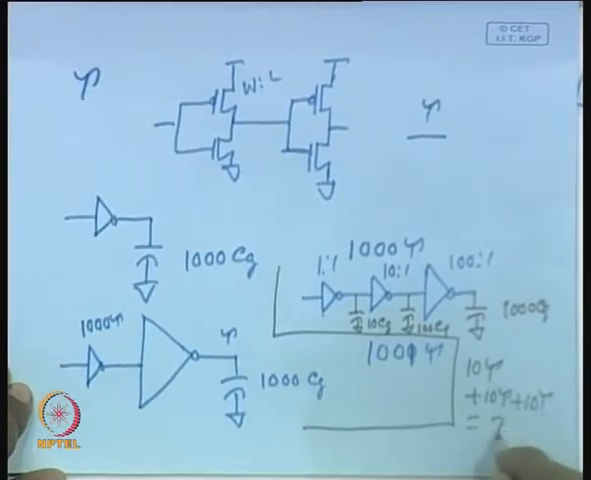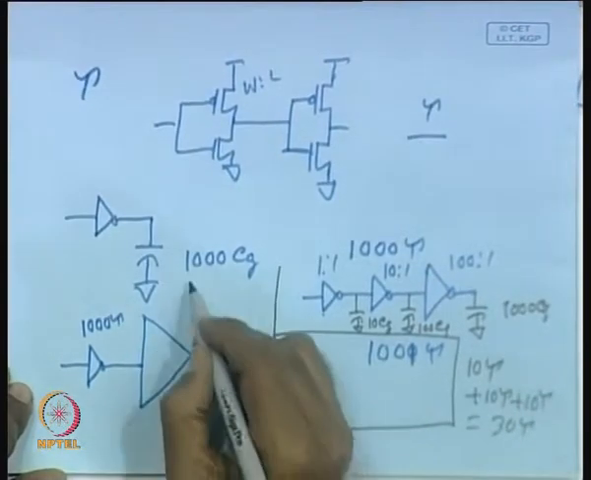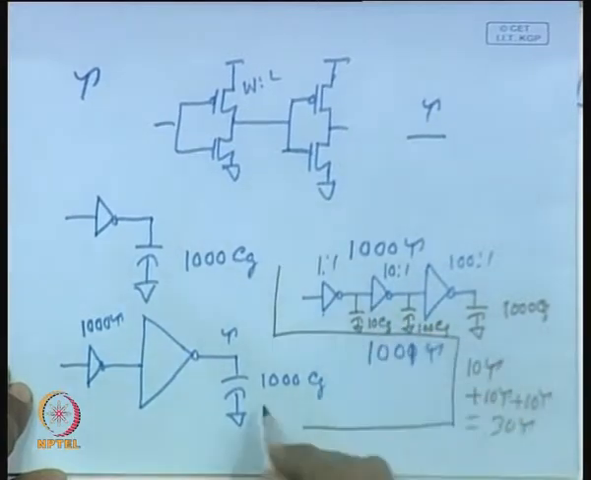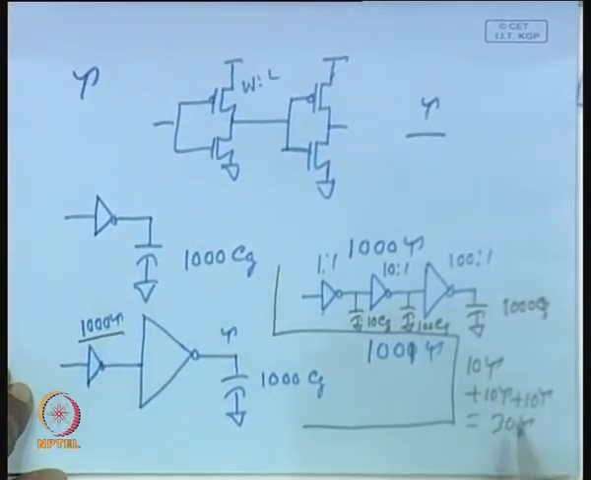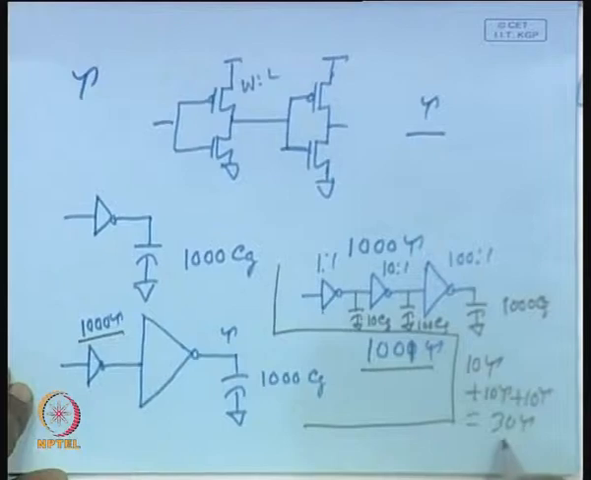So, we find it is 30 tau compared to 1000 tau. In this particular case, we are finding 1001 tau, in this case we are getting only 30 tau. This is a significant reduction. So, by having a cascaded stage or stages of inverters, we can reduce the delay significantly.